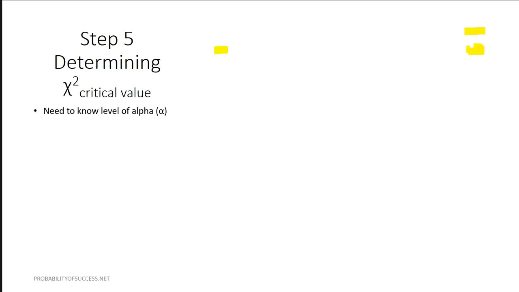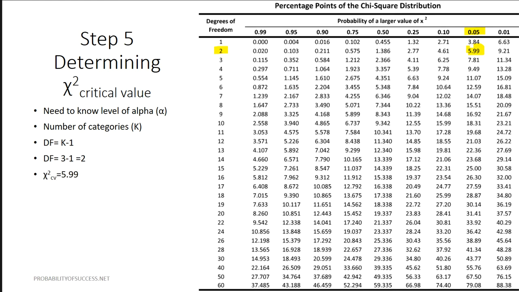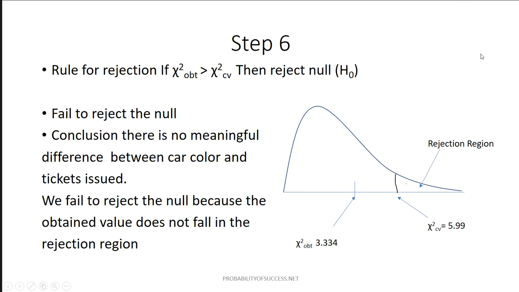So next we have to do step 5. In order to calculate our critical value, we need to know our alpha, which is 0.05, and our number of categories, which is k. Our degrees of freedom is k minus 1. In this case, we had 3 different categories: red, blue, and white. So our degrees of freedom is going to be 3 minus 1, which equals 2. The chi-square value we're going to look up: we have alpha of 0.05, 2 degrees of freedom, 5.99.